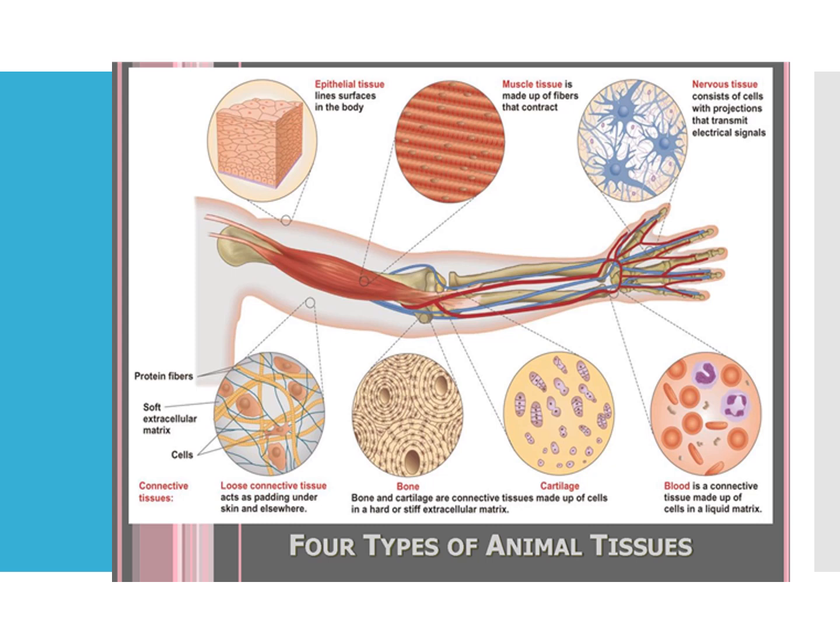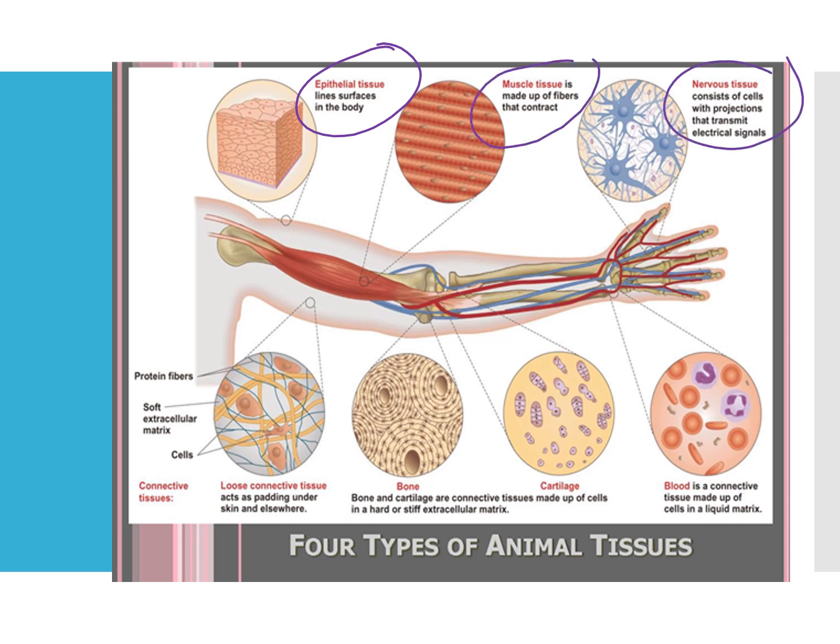So depending on where you look, you will find all of these tissue types throughout the body. So here we're looking at just someone's arm, and we see all the tissue types just in someone's arm. We have epithelial tissue as part of their skin. We have muscle tissue that makes up the muscles in their arm.